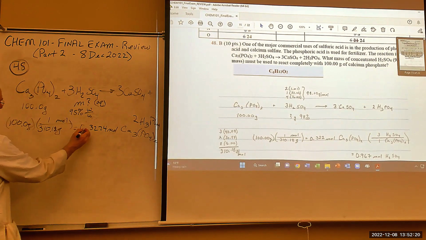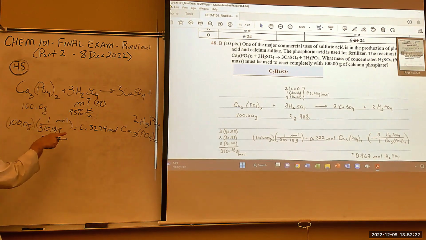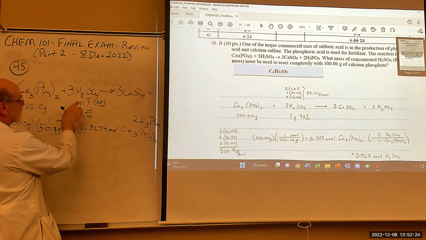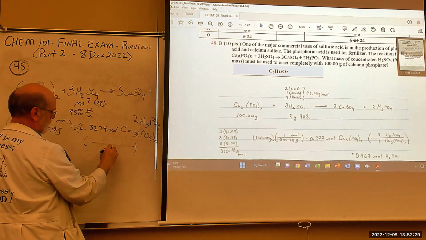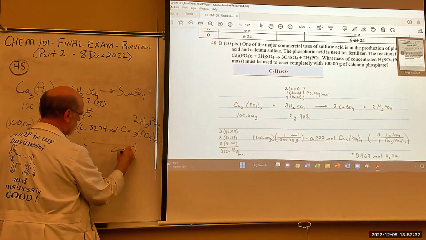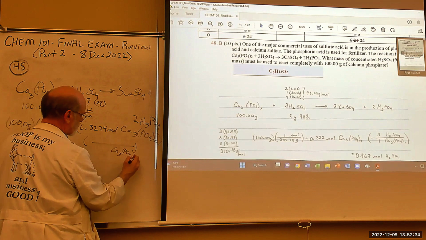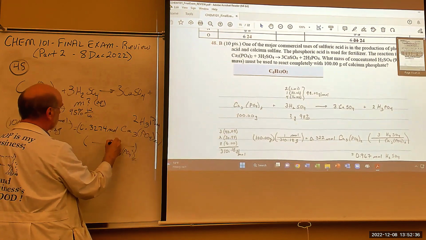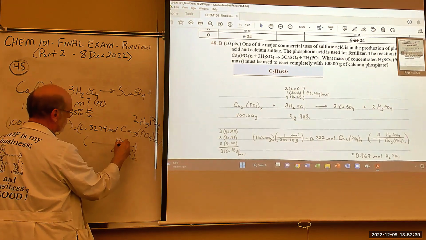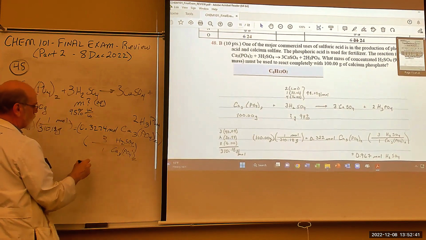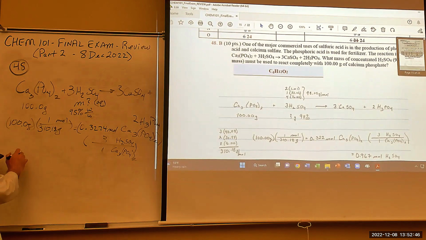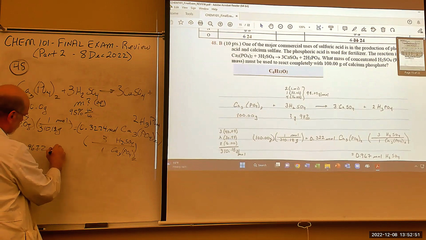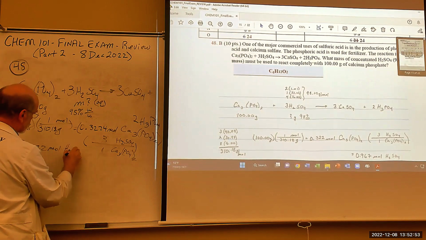Okay. Now, we want to convert this to moles of sulfuric acid, right? So we need a multiplier here for calcium phosphate to cancel calcium phosphate and leave us with sulfuric acid. And the ratio is 3 of these for every one of those. Right? So 3 times that value is 0.9672 moles of sulfuric acid.